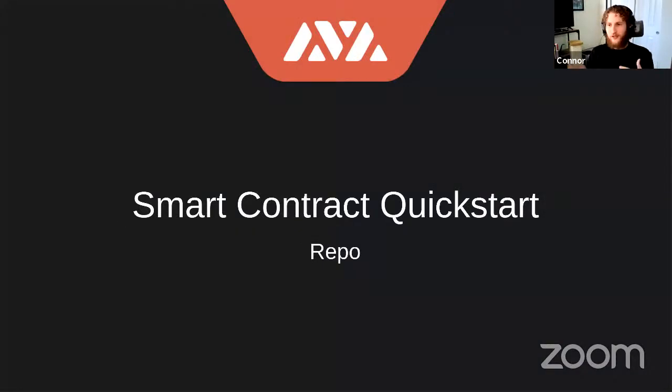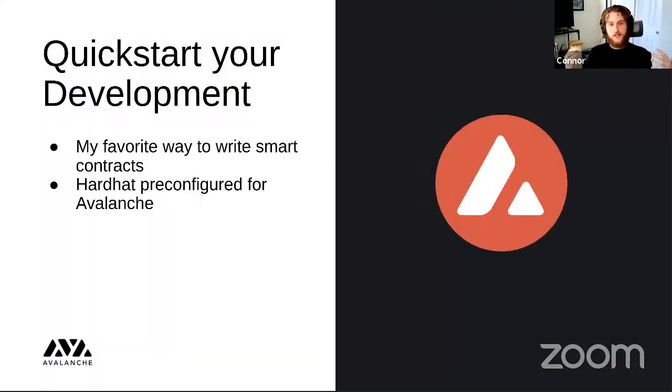All right, so now we're going to transition a little bit. Now we're going to talk about actually building on Avalanche through this smart contract quick start repo that I put together. So this is my favorite way to write smart contracts. This was just my thinking of, I've got a workflow. It works for me. It's really easy. I fine-tuned it as best I can. How can I bring this workflow to other people and make it as fast and easy for them to start developing as possible? And basically, the simple answer is it's Hardhat pre-configured for Avalanche.